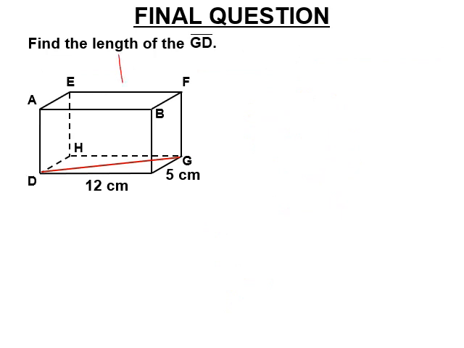So if you peer down from the top here, hopefully you see a right triangle along the bottom. That looks like that. And so we can find this distance right here. This distance DG, I called it, is a hypotenuse.